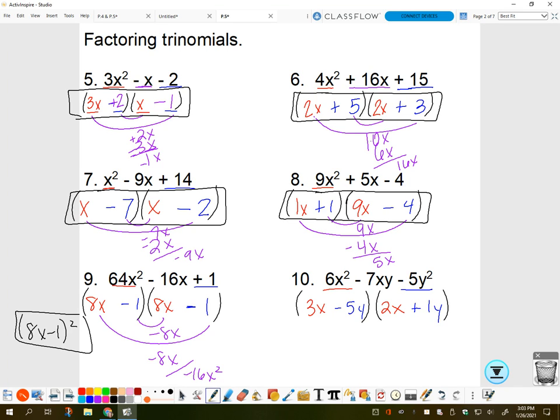All right, so is the middle going to work out? Well, when we multiply these, we get 3xy. We multiply these, we get negative 10xy. So that does give me my negative 7xy. So we are done. All right, so those are the examples that we have of those three kinds of factoring.